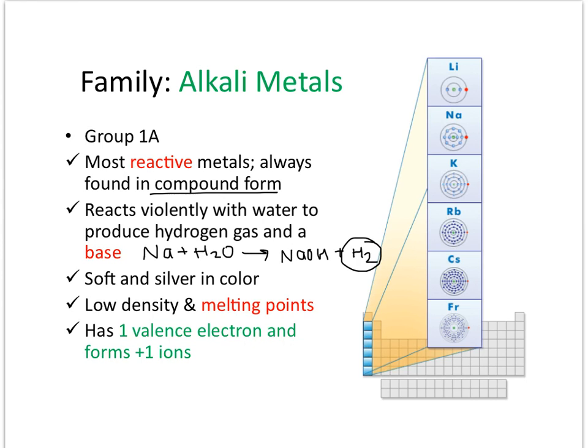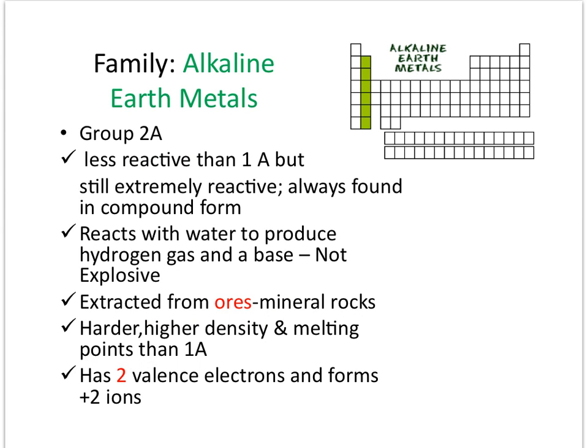We find that the alkali metals are soft. You can actually cut them with a butter knife, and they are all silver in color. Because they are so soft, that gives them low density. They have low melting points. It's very easy to get the solid to convert to a liquid. And every one has one valence electron, and by losing that one valence electron, it can form a positive 1 ion. The second family is called the alkaline earth metals.